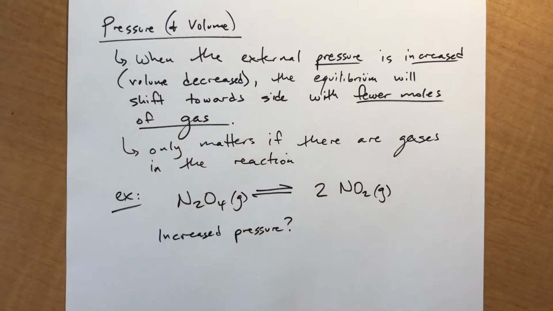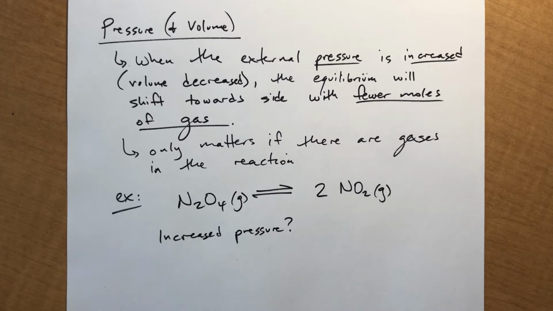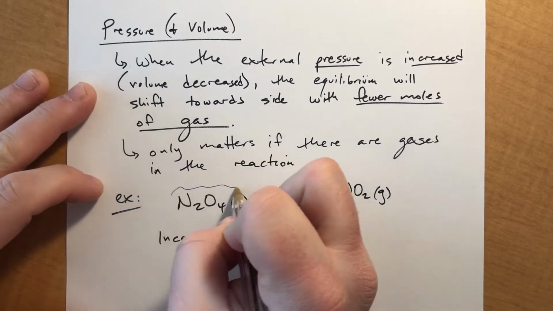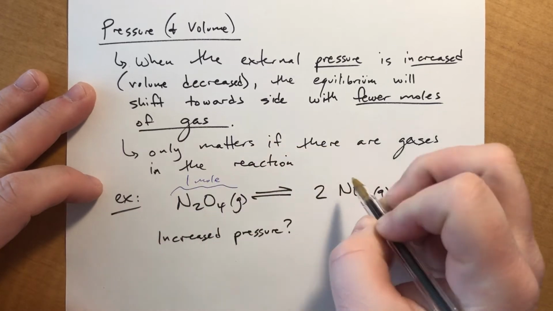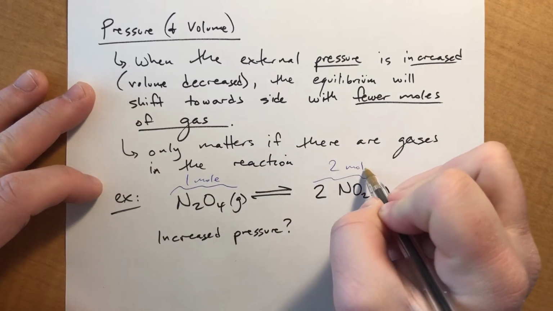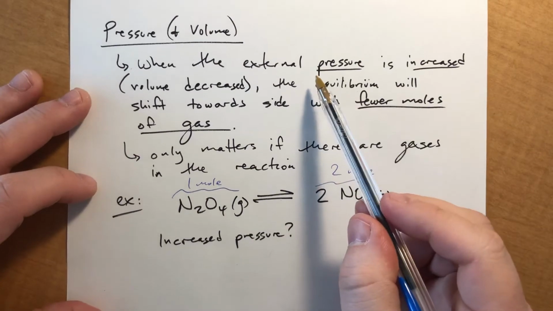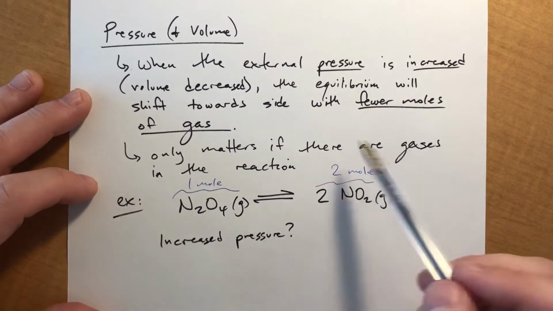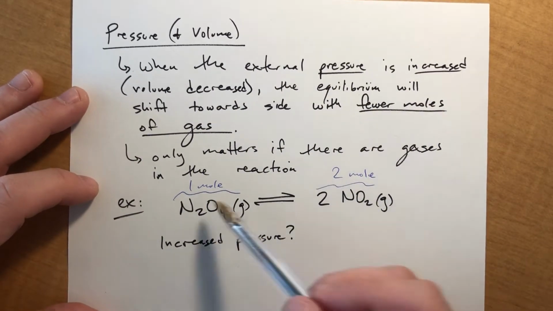We want to know which way it is going to shift. Well, literally all you do is count up how many moles of gas there are on each side. This side has 1 mole of gas, and this side has 2 moles of gas. So if you increase the pressure, it will shift to the side with fewer moles of gas. So it should shift to the left.